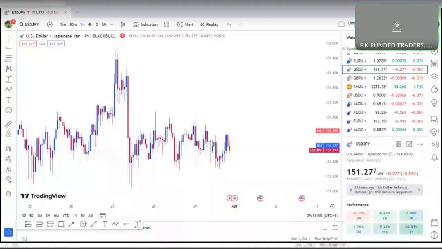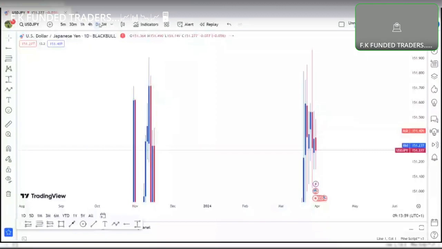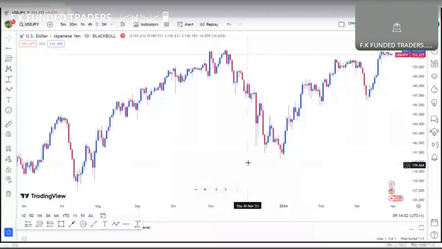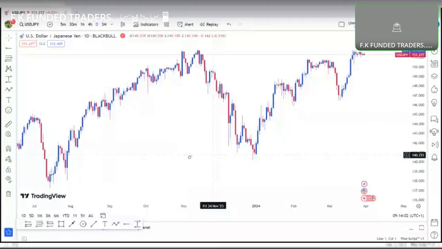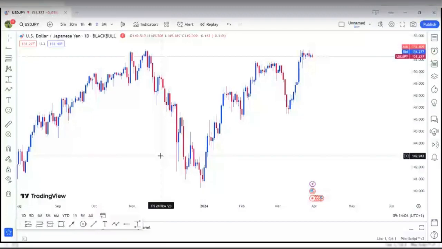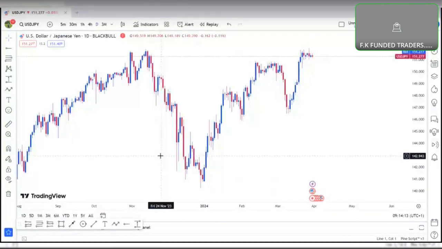Okay, I'm using this one. The procedures are very simple. We always go to the higher time frame and we consider the daily time frame. One of the reasons why we consider the daily time frame is because we always want to know the direction of the market. Whenever you analyze the market using the daily candle, it will always show you the direction of the market.